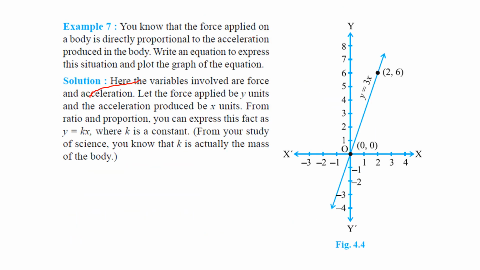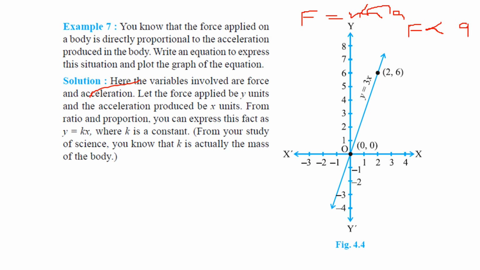You know that the force applied on a body is directly proportional to the acceleration produced in the body. F is equal to ma, in fact, mass into acceleration. Or you can say F is directly proportional to the acceleration. M is the constant. So write an equation to express this situation and plot the graph of the equation, right?